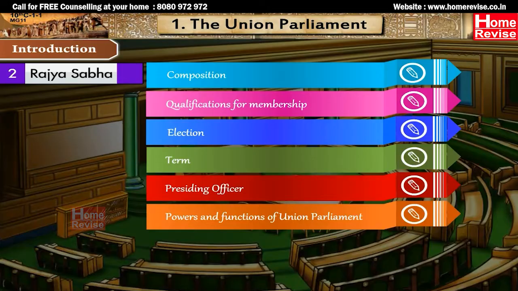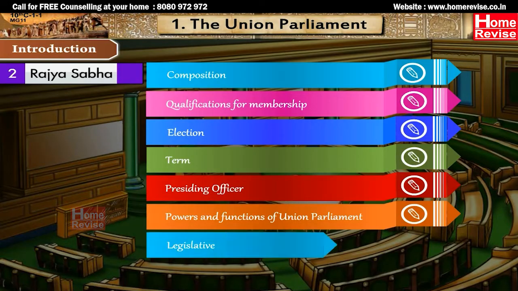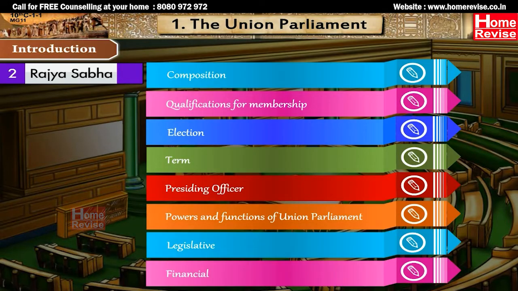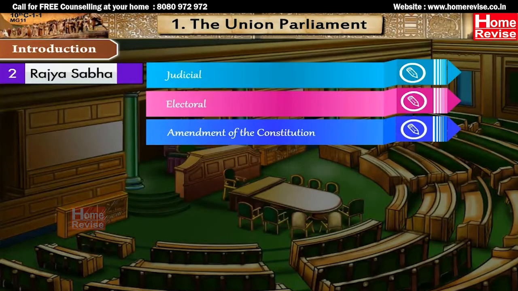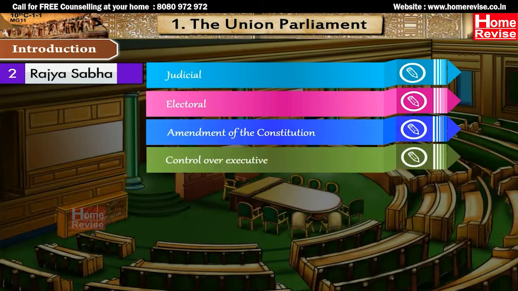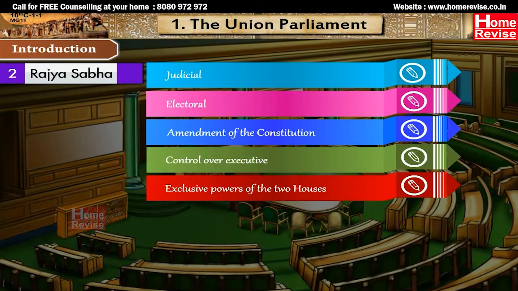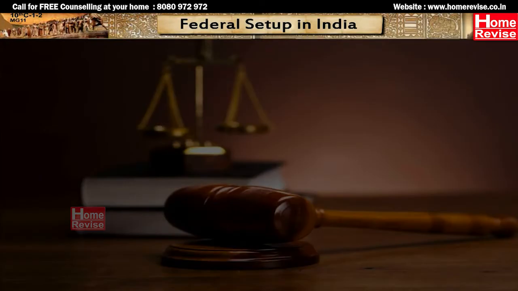Powers and functions of Union Parliament: legislative, financial, judicial, electoral, amendment of the Constitution, control over executive, exclusive powers of the two houses. Federal setup in India.